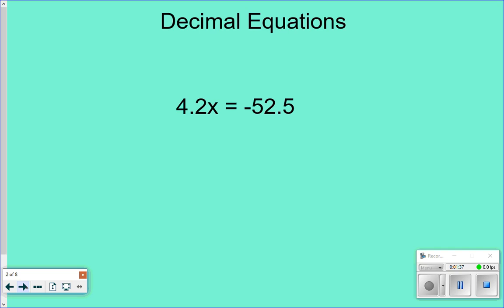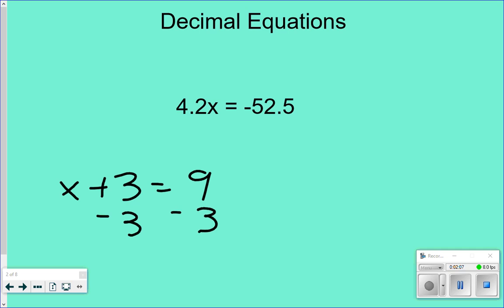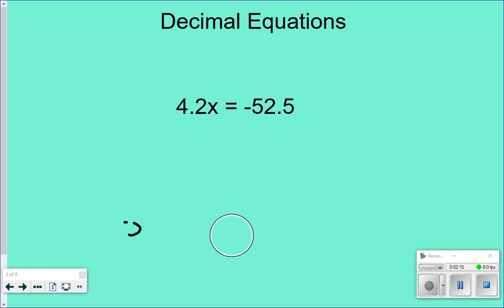So this is 4.2x equals negative 52.5. Yep, so you got to do it to both sides, remember? So let's just take a step back. Solving an equation, the goal is to have the variable by itself on one side, okay? And if I have 4.2 times x, I have to find a way to get rid of 4.2. And really, I'm going to do the opposite, okay? Remember if you solve problems like this, x plus 3 equals 9. Remember we did this last year? We did the opposite. The same thing that's happening today, all right? So to get rid of multiplication, I'm going to do division.